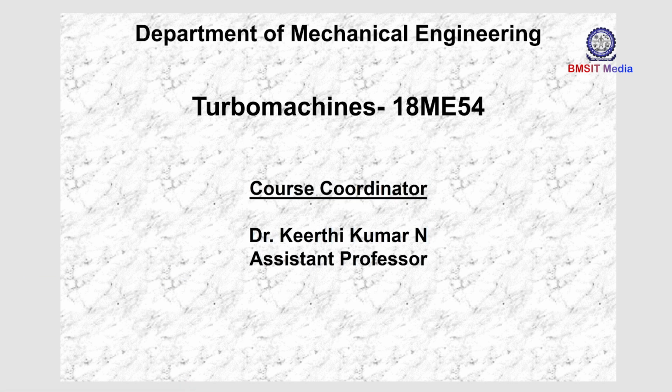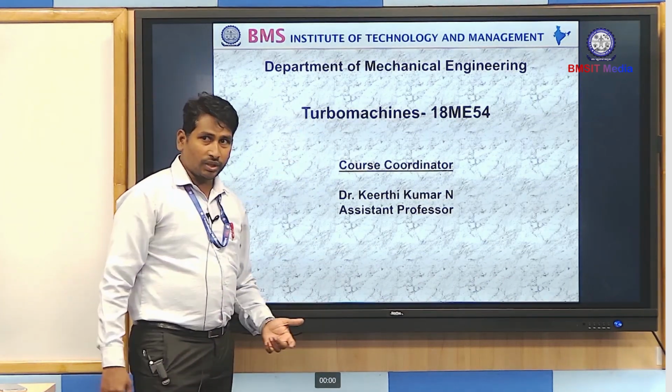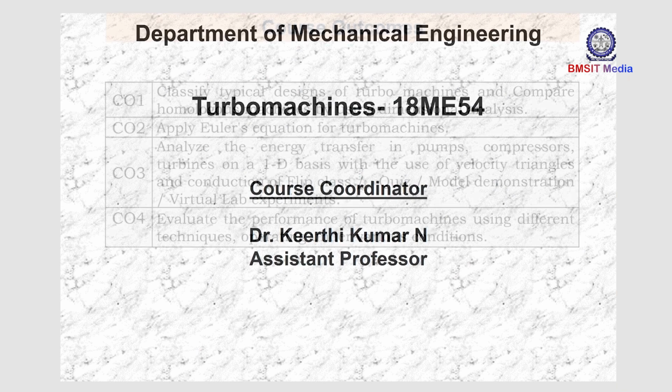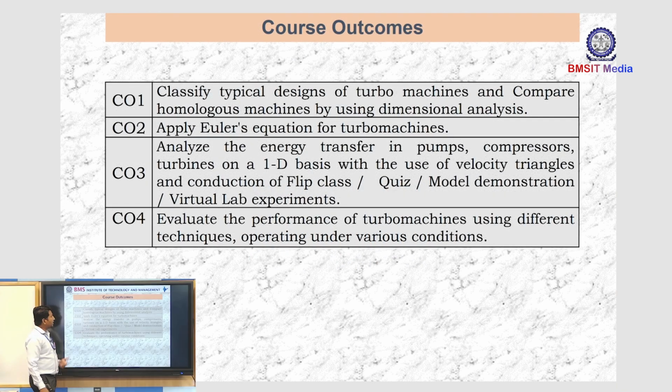Again, I welcome you back to this turbo machines course, where the course title is Turbo Machines and the code is 18ME54. This is the course outcome where at the end of the course the students will be able to classify the typical designs of turbo machines. As I told in the syllabus, in all the chapters, first we will deal with the classification of the turbo machines, either steam turbine, hydraulic turbine or a pump, and then compare homogeneous machines by using dimensional analysis.